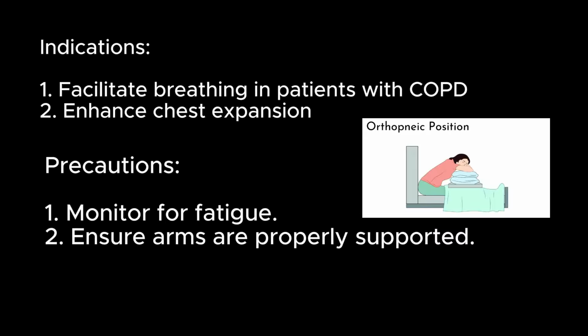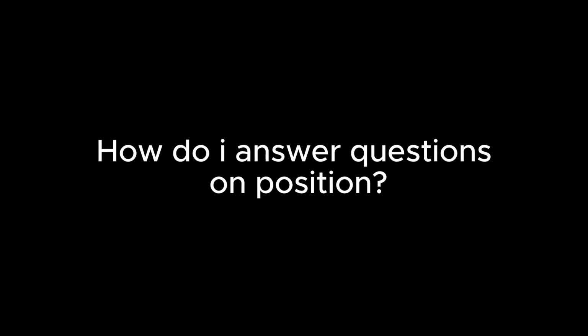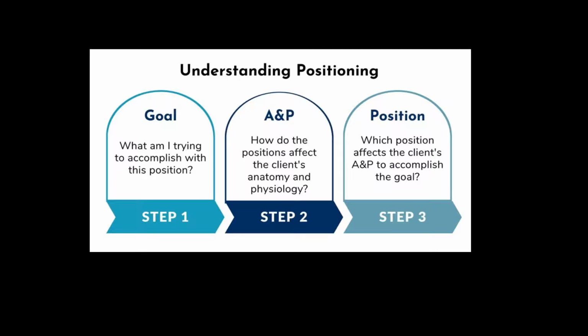Now, the next thing we want to talk about is, how do I use these positions to attempt questions? One thing we must understand is that in answering questions about positioning, there are three things we need to ask ourselves. Number one, what is the goal? What am I trying to accomplish with this position? If you know what you are trying to achieve, it will help you know where you are going.